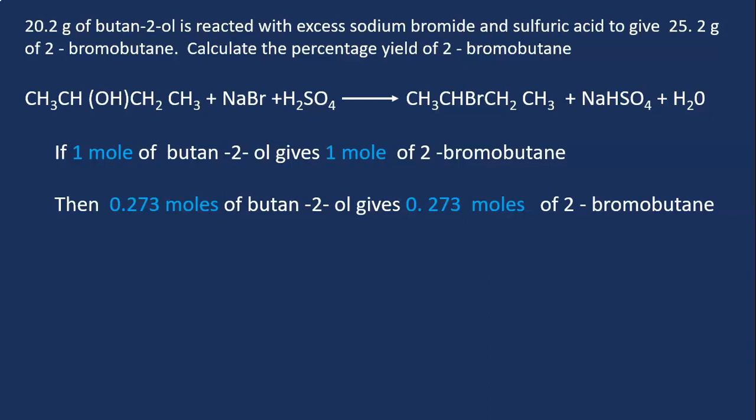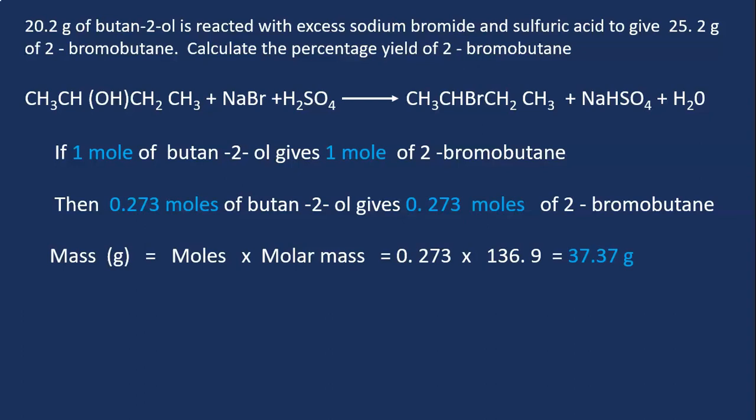Since I'm using a method of mass, I need to convert 0.273 moles of 2-bromobutane to mass, and this is equivalent to the number of moles of 2-bromobutane multiplied by the molar mass of 2-bromobutane, which is 0.273 multiplied by 136.9, giving us 37.37 grams. So if the chemical reaction was to go to completion, then we would expect to get a theoretical yield of 37.37 grams of 2-bromobutane.